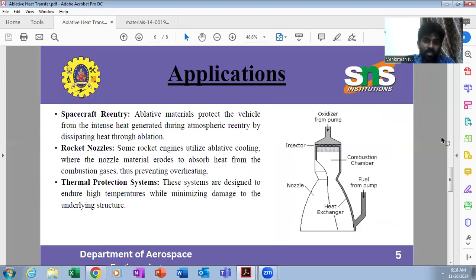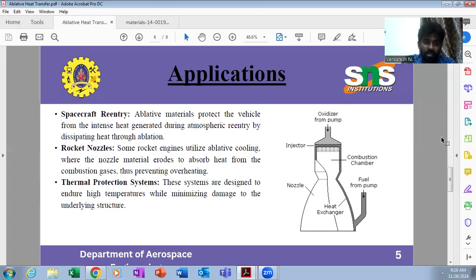Applications of ablative heat transfer include spacecraft re-entry, where ablative materials protect the vehicle from the intense heat generated during atmospheric re-entry by dissipating heat through ablation.